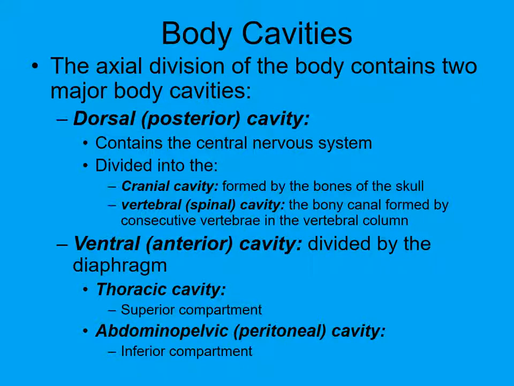The ventral cavity or the anterior cavity is also subdivided into two smaller cavities, and the division for that is going to be the diaphragm. Above the diaphragm is going to be the thoracic cavity. Below the diaphragm is going to be your abdominal pelvic cavity.